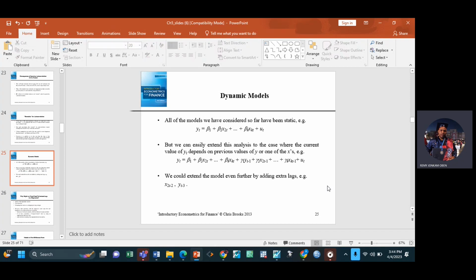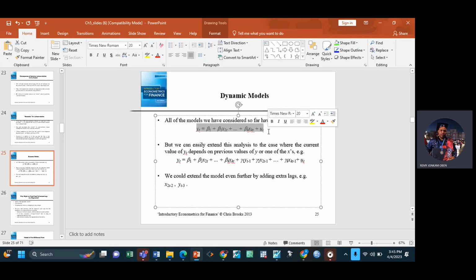Dynamic models. All the models we have considered so far have been static, but we can easily extend this analysis. Okay, for instance, this is a static model, and this is a dynamic model. Look at both of them. What's the difference? Looking at this model and this model, who can tell me the difference? The difference is clear, but who can tell me? Then I'll explain why one is static and the other one is dynamic.